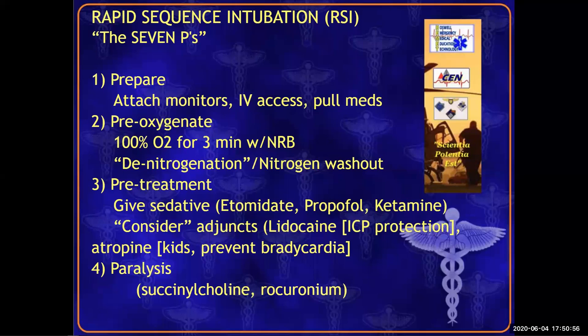So the first P is to prepare and get everything ready. Next P is to pre-oxygenate. This is a very important step we don't think of a lot of times. Of course, the obvious thing is you're thinking, giving more oxygen. Well, there's actually more to it than that. When you take a breath right now, sitting in front of your computer or whatever, you're going to breathe in the same gas that is in the room around you. So your next breath includes 21% oxygen, about 70% nitrogen, and about 10% something CO2. That's the same gas that's in your lungs, and that nitrogen is in your lungs.